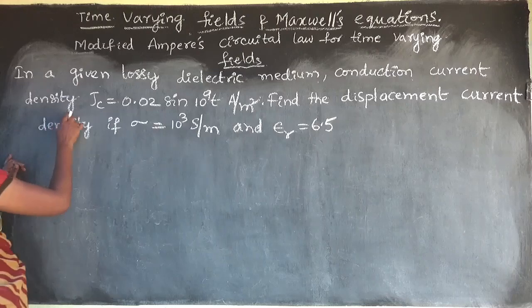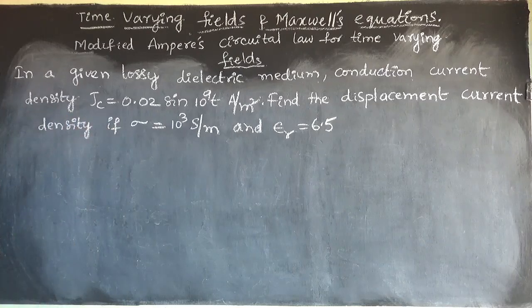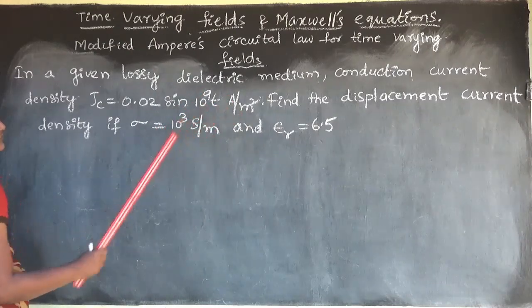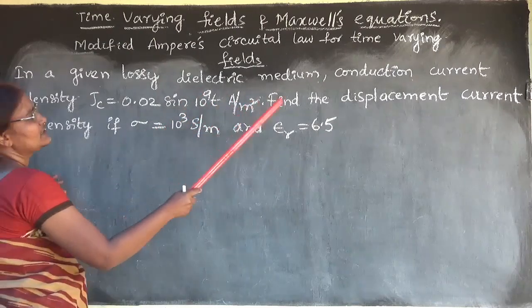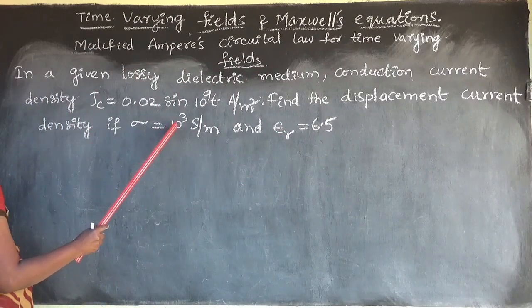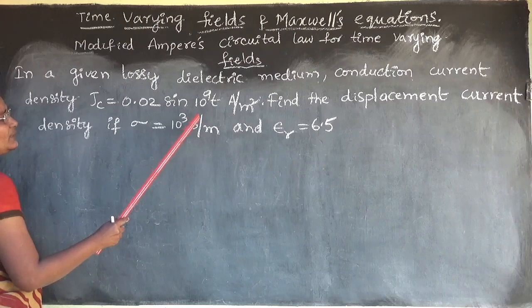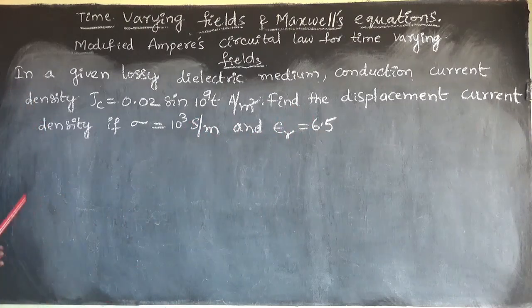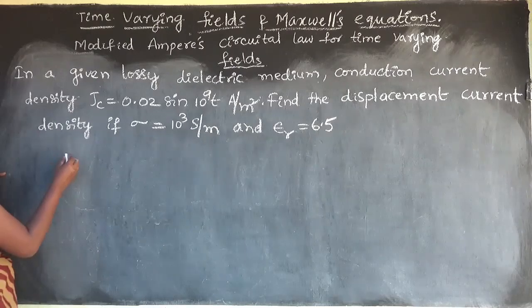The conduction current density in a given lossy dielectric medium is Jc equal to 0.02 sin 10 to the power of 9t ampere per meter square. Find the displacement current density if sigma is equal to 10 cube Siemens per meter and epsilon r is equal to 6.5.